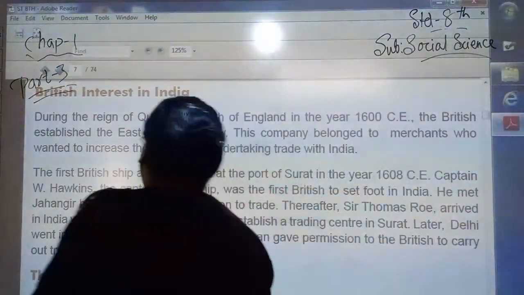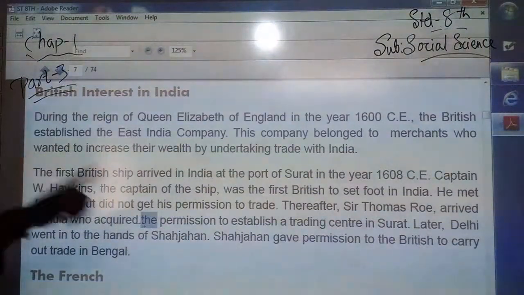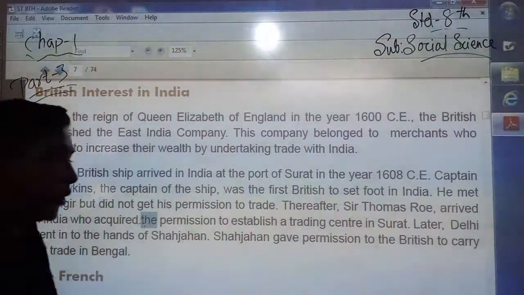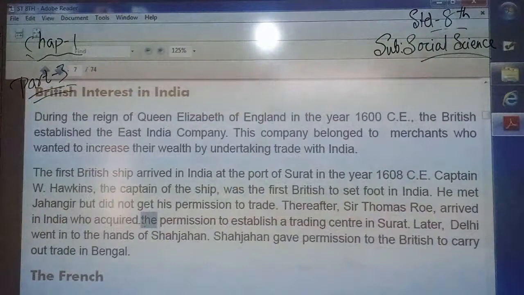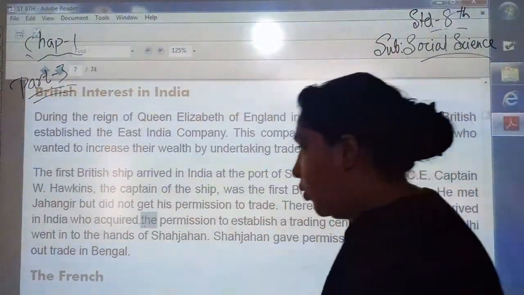So who was the first Britisher? He was Captain W. Hawkins, the captain of the ship, the first Britisher who set foot in India, in the year 1608 CE. Understood? He met Jahangir, but did not get his permission to trade.